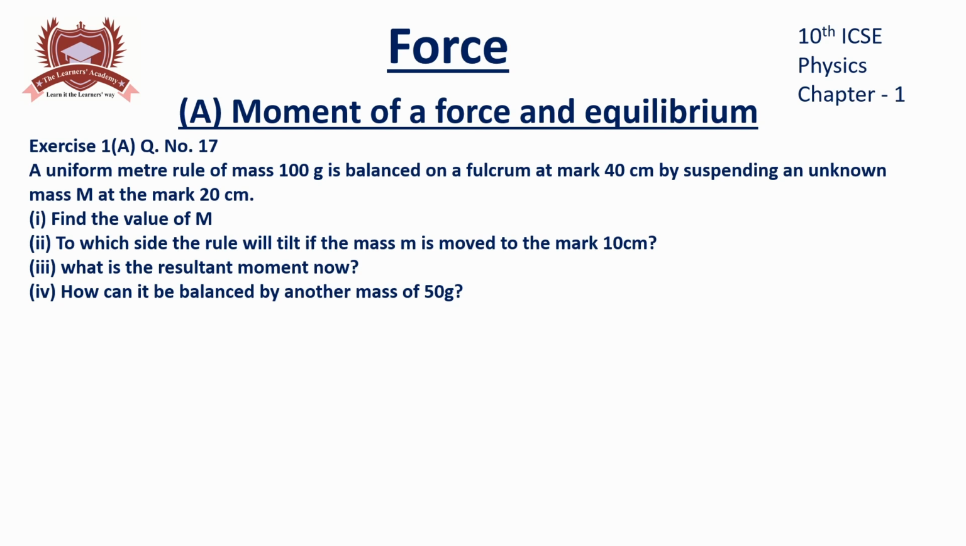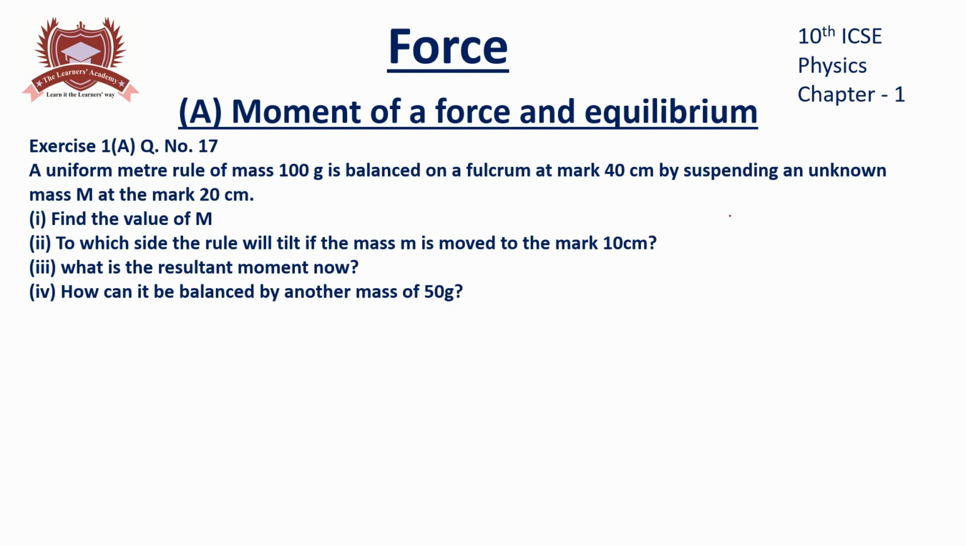We have a uniform meter rule of mass 100 grams balanced on a fulcrum at the mark 40 centimeters by suspending an unknown mass m at the mark 20 centimeters. Find the value of m, to which side the rule will tilt if the mass m is moved to the mark 10 centimeters. What is the resultant moment now, and how can it be balanced by another mass of 50 grams? So there are 4 parts. This kind of example generally comes for 4 marks.